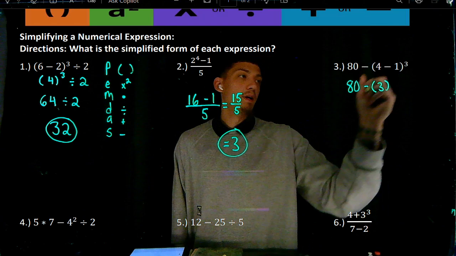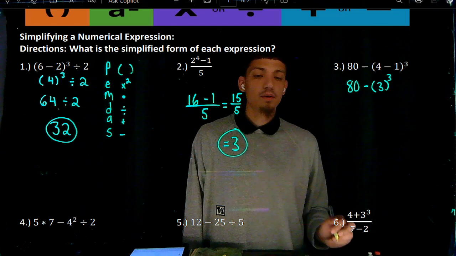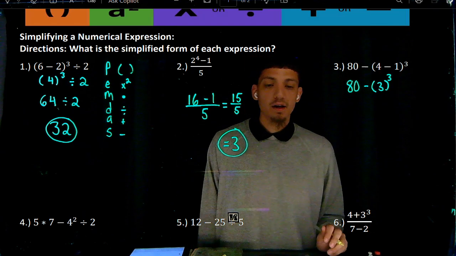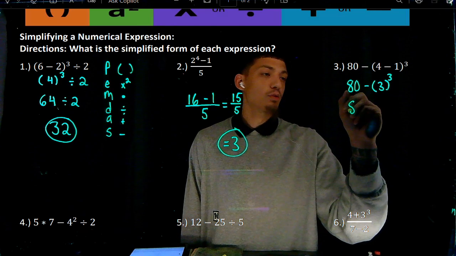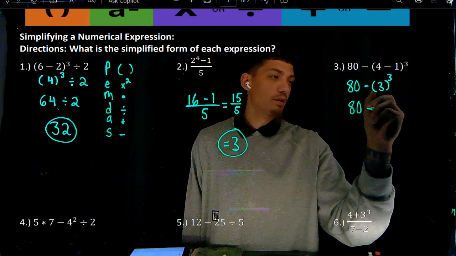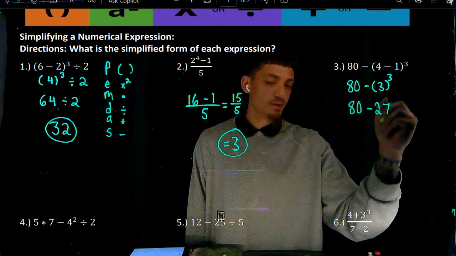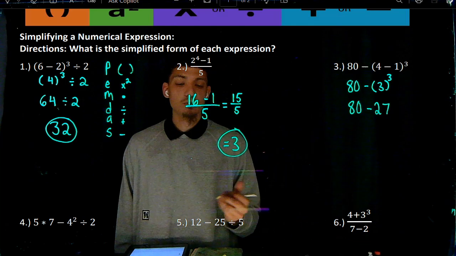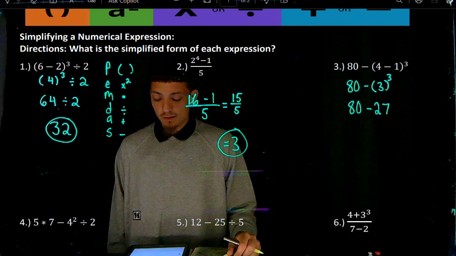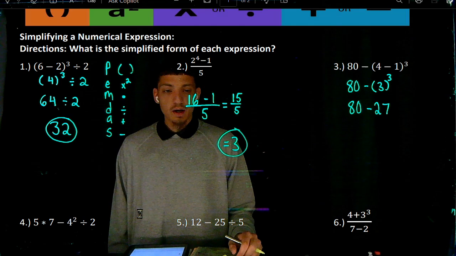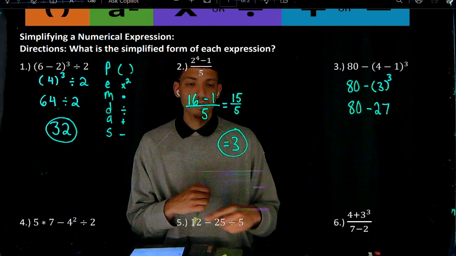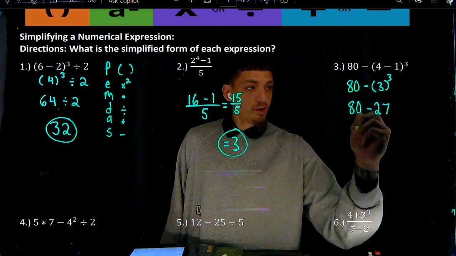And then we have the third power on the base of 3 there. 3 to the third power, that is 27, because 3 to the third power is like saying 3 times 3 times 3, which is 27. And then we do our 80 minus our 27, which would be 53.